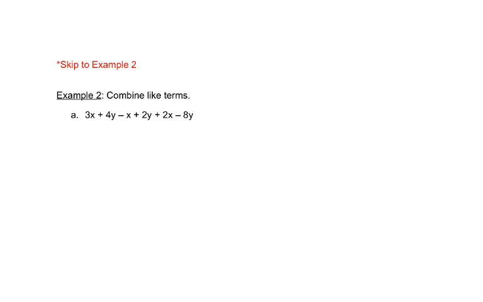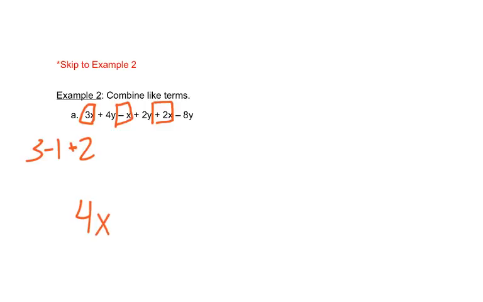So we'll skip to example 2. This is at the bottom of that page. And we'll just do a couple of these. So like terms, we want to look for things that have the same letter. So like here we have 3x and plus 2x and a minus 1x. So those all have an x. And so we take 3 minus 1 plus 2, the numbers that are in front. And 3 minus 1 is 2, and plus 2 more is 4.